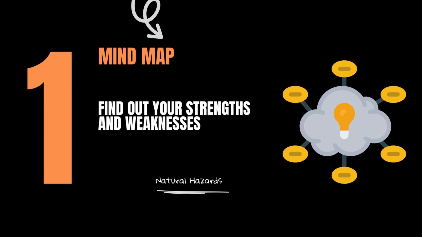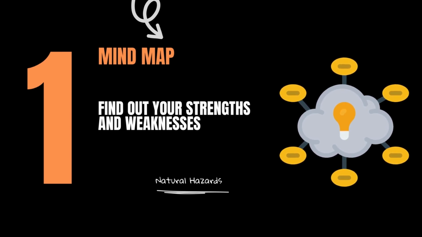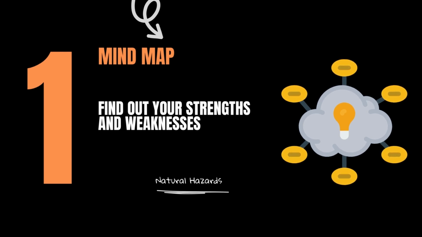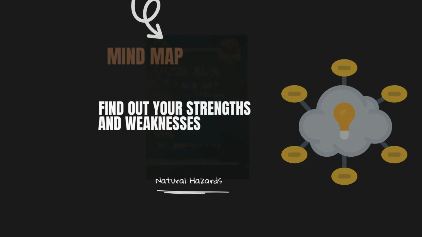Step 1. Start with a mind map. A mind map is a really good tool to find out what your strengths and your weaknesses are. You can use your revision guides to find out the headings for the topic. This will help you revise.